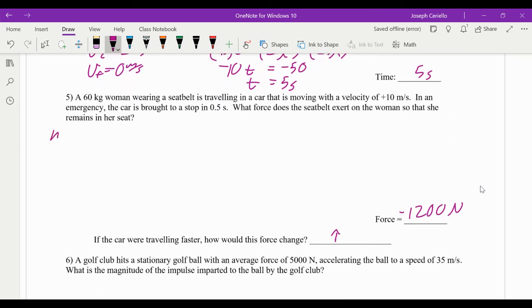So we have a 60 kilogram woman wearing a seatbelt. That's about 132 pounds. She is in a car that is traveling with a velocity of 10 meters per second, and the car is brought to a stop in 0.5 seconds. What force did the seatbelt need to exert?